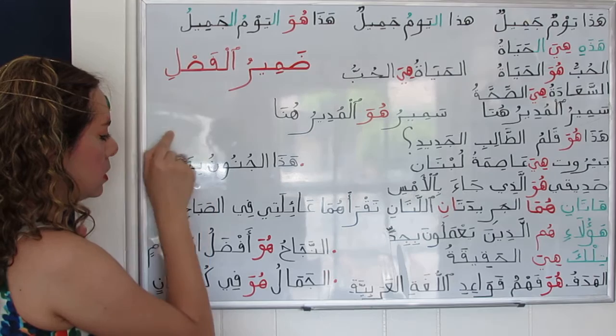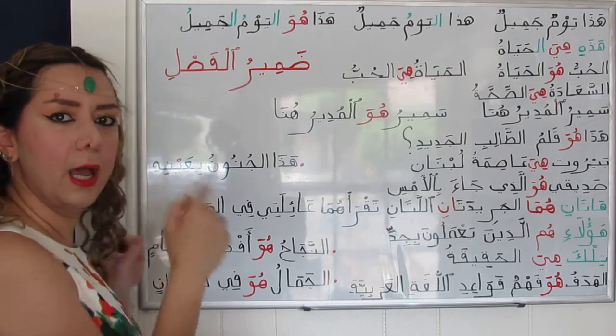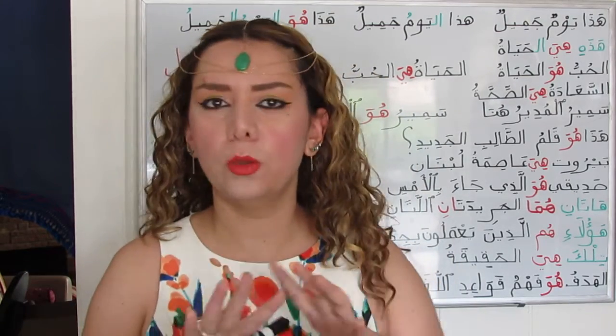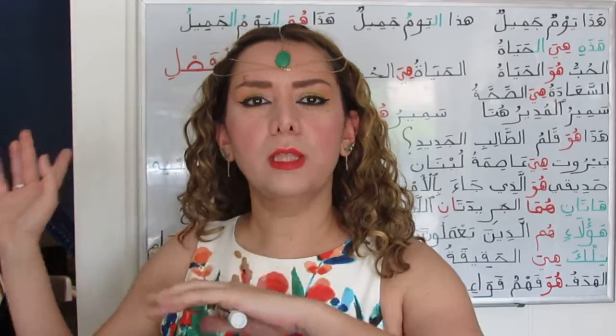So thanks to this extra word, بعينه, هذا الجنون بعينه, this is the madness itself. So here the meaning is clear. We don't need the help of ضمير الفصل.